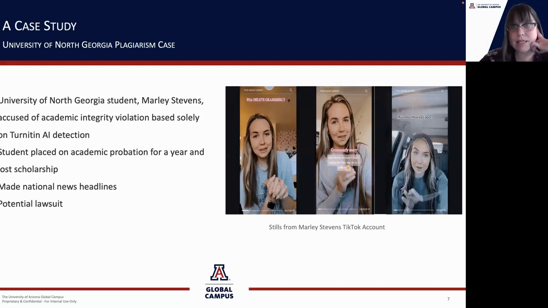The only evidence that the faculty member had was the Turnitin report. All of the references within the student's paper were legitimate. All of the in-text citations were there where they should be. The information in the resources she used matched what she was using in the paper. So all of those key pieces of academic integrity were there and accurate. It was just this Turnitin report that said it was generative AI. The student was placed on academic probation for a year and lost her academic scholarship because she was placed on academic probation.